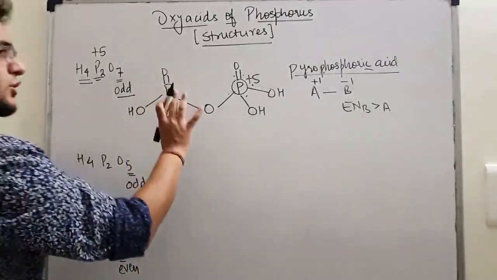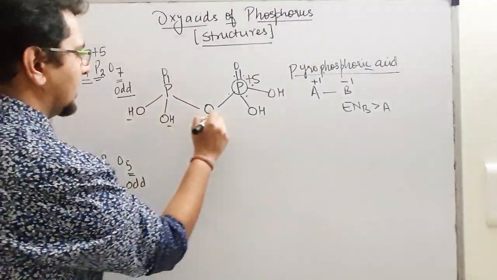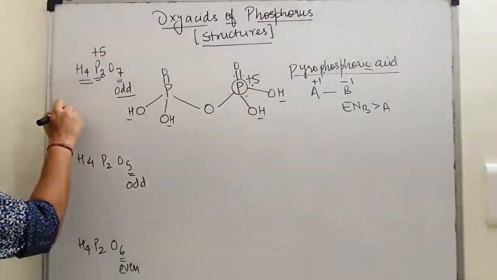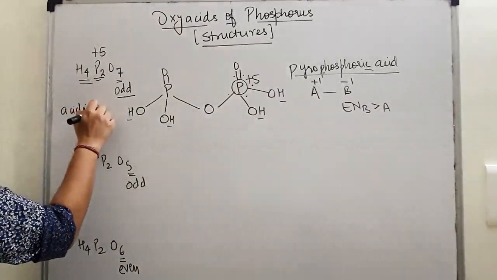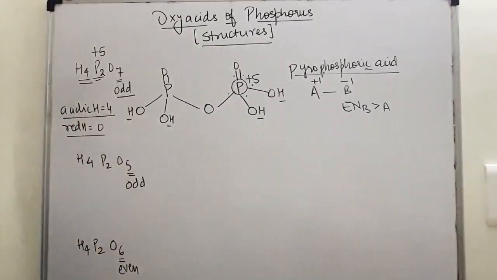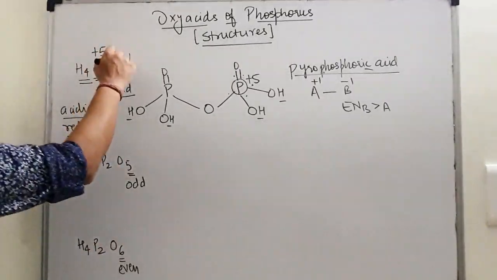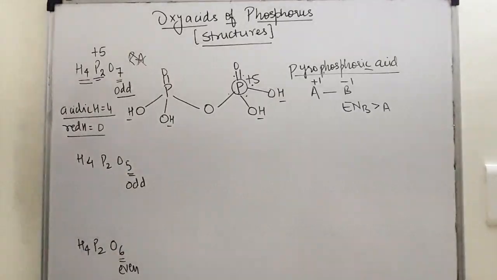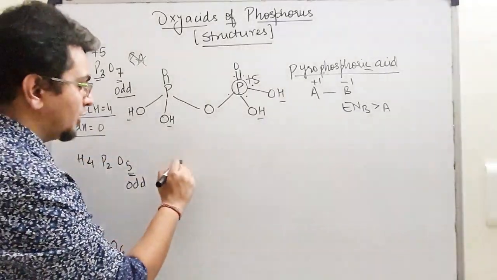Our concern is to write the structure properly and get the number of acidic hydrogens. So here the number of acidic hydrogens are going to be 4. Reducing hydrogens, 0. Reducing agent, no. It is not a reducing agent. Going ahead, H4P2O5, try to draw it.